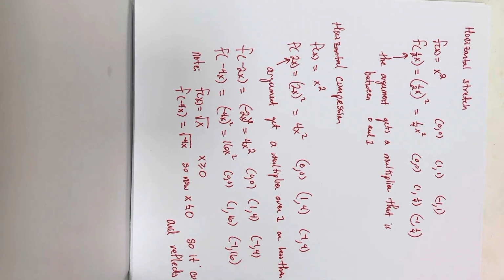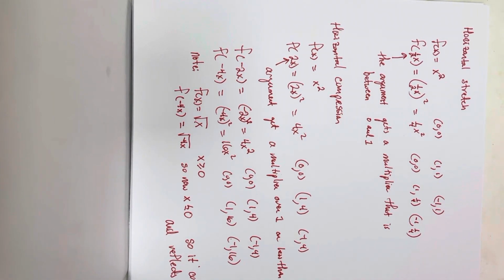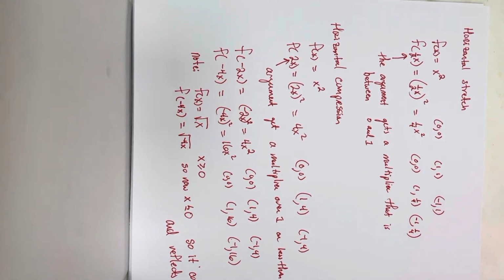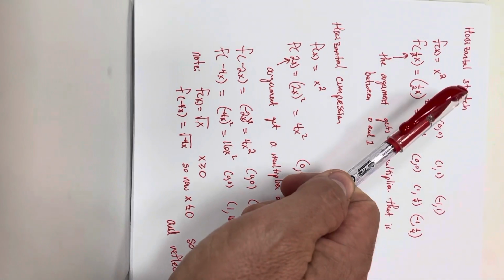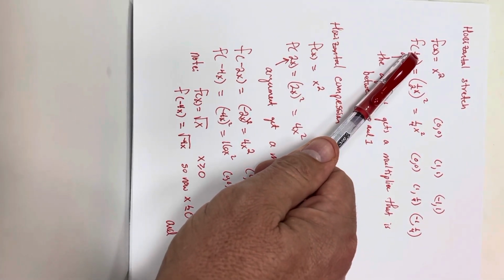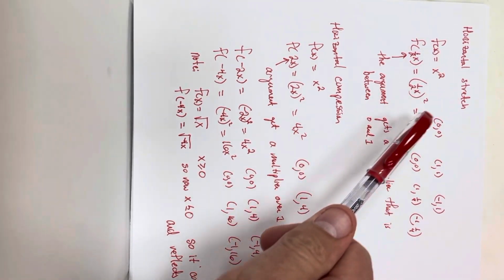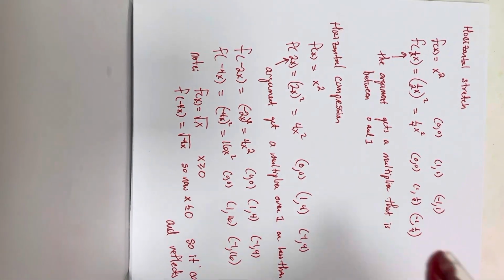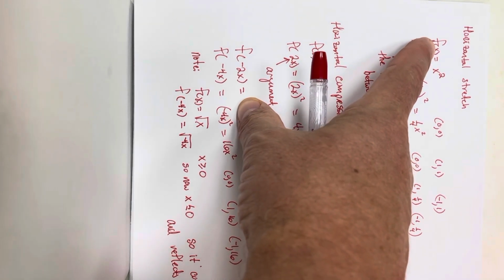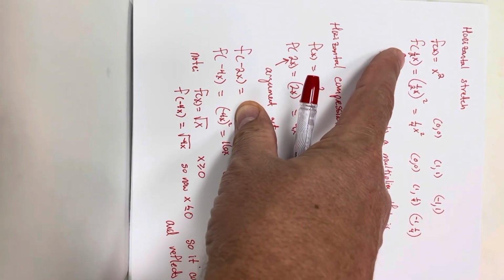Okay. Now, let's talk about horizontal stretch and horizontal compression. They act sort of like a flip of the vertical stretch and vertical compression. And you have to do an adjustment to what's called the argument. You're not acting on the function, you're acting on the argument, and let me just say the argument is the thing you're plugging in. So the x is the argument, okay?